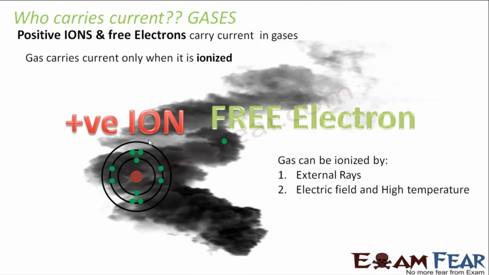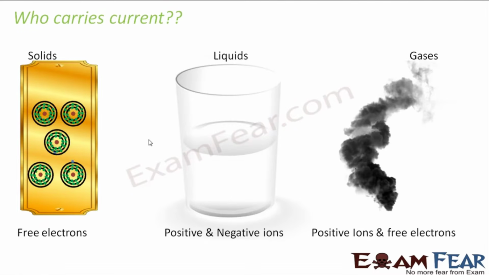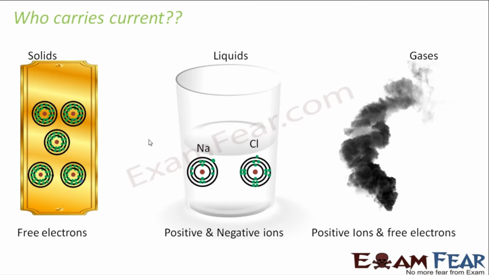Right? So now you understand who carries current in any substance. In case of a conductor, that is in case of a metal, free electrons carry current. In liquids, it is positive and negative ions that carry current. In gases, it is positive ions and free electrons that carry current. So this is the comparison between solids, liquids and gases. Solids, you have free electrons. Liquids, you have positive and negative ions. And in case of gases, you have positive ions and free electrons.